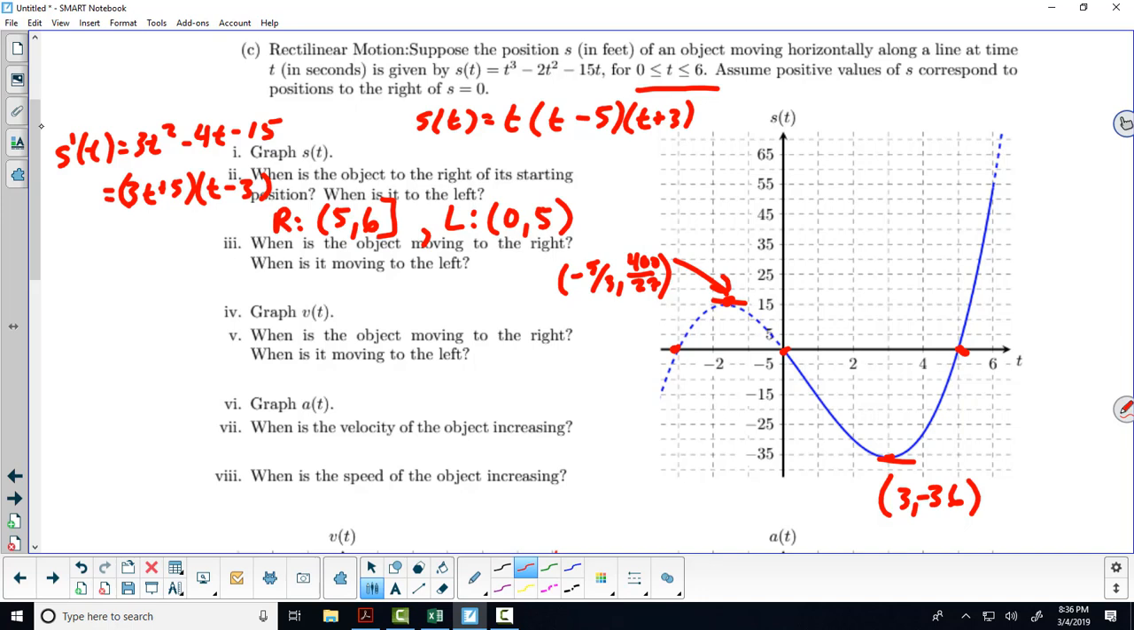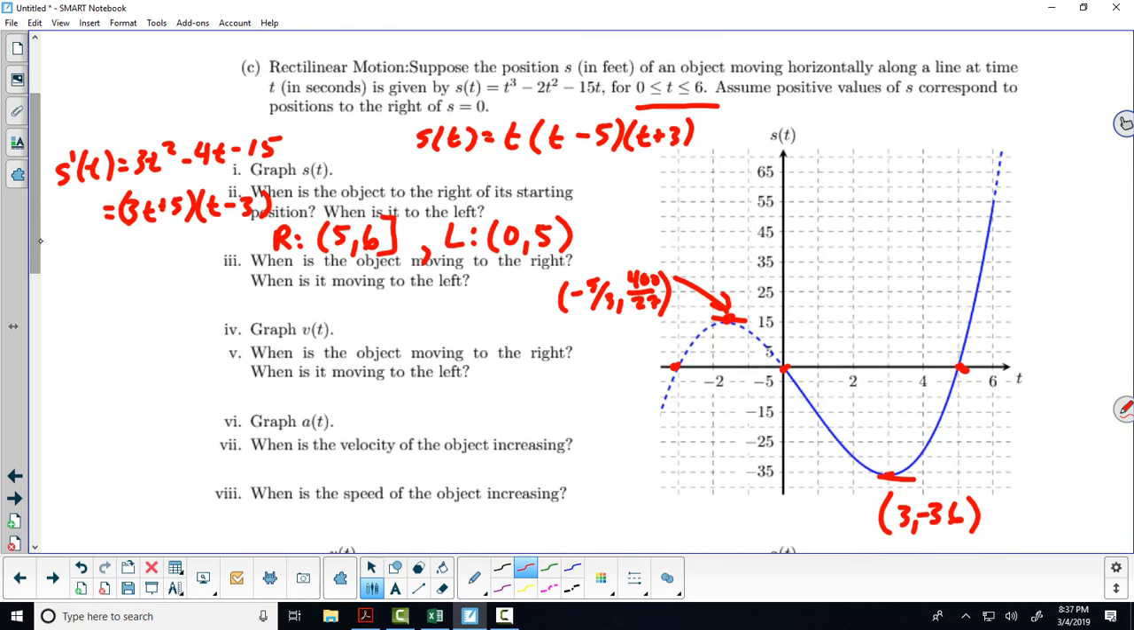Okay. This next question says, looking at the graph of s of t, when is the object moving to the right? From 3 to 6. So it's moving to the right from 3 to 6, says Karina. Do you agree? Yes. I agree.